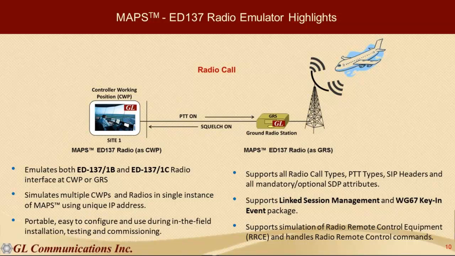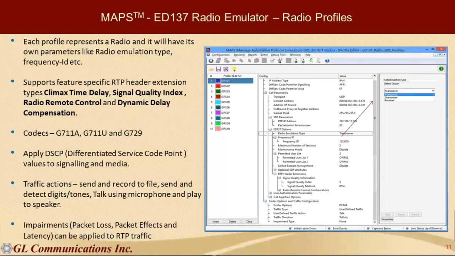It supports all the radio call types, PTT types, and SIP and SDP headers. It also supports radio features such as link session management, WG67 key-in event, call preemption, and PTT priority handling. Now continuing with the MAPS ED-137 radio features, in this screen we are showing how multiple radios can be configured. Each profile represents a radio and has its own set of parameters like radio emulation type, frequency ID, and maximum number of calls supported.